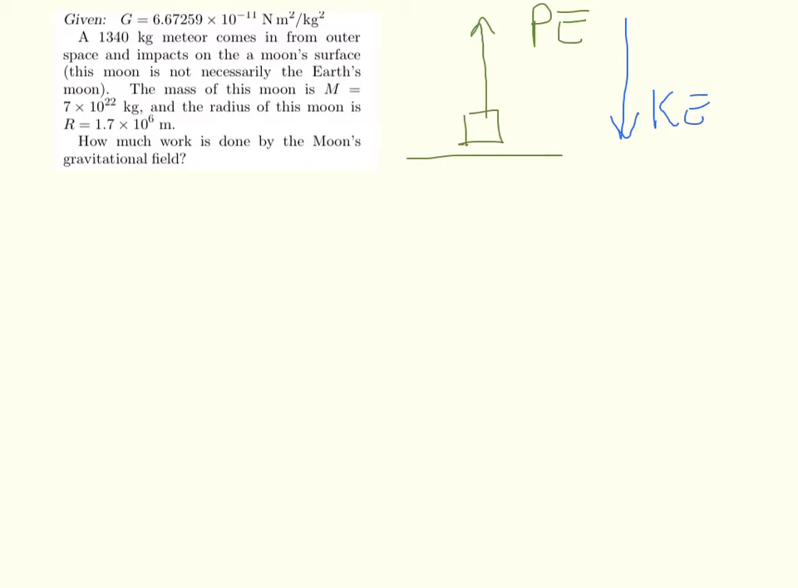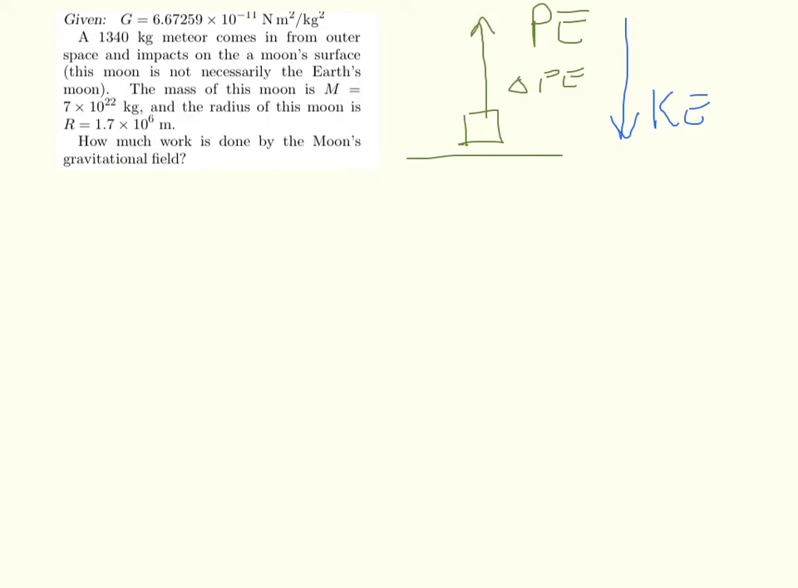So we can see that the change in the potential energy is going to equal the kinetic energy that I gain. So the change in potential energy is the gain in kinetic energy. So what we're really looking for is a change in potential energy as this rock, as this meteor falls from outer space onto the surface of the moon. Well, the potential energy we're dealing with on the surface of the Earth is just mgh.